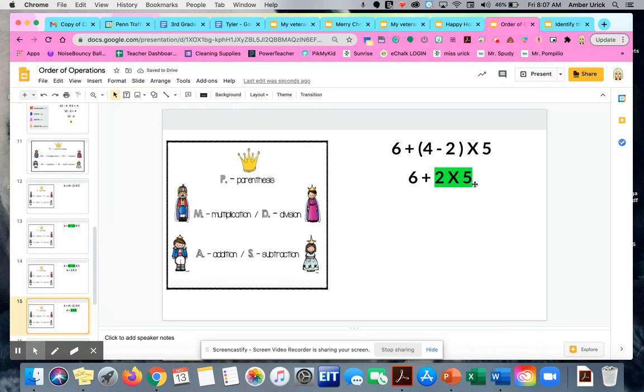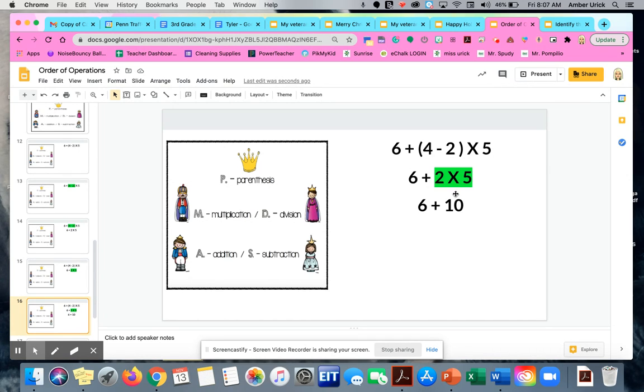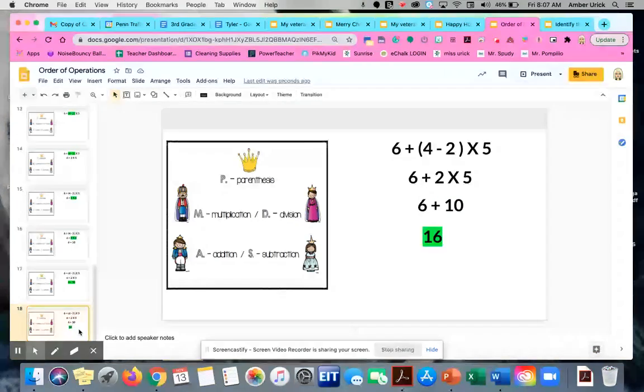What is 2 times 5? I could count by 5s, right? 5, 10. Or if you quickly know that 2 times 5 fact, it should be 10. That should drop right down. And then I lasso my 6 and my plus. Nothing changes with that. So my new number sentence should be 6 plus 10. And I hope we know that fact. 6 plus 10 is 16. Look how quickly we solved that one. So 6 plus, in parentheses, 4 minus 2 times 5 is simply 16.